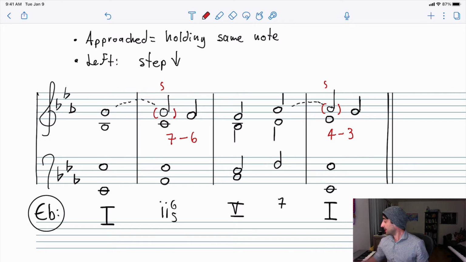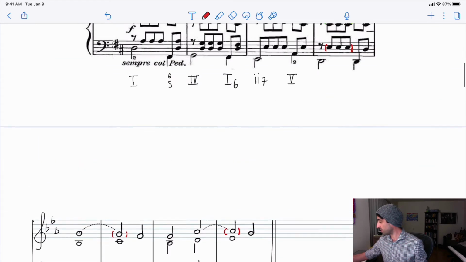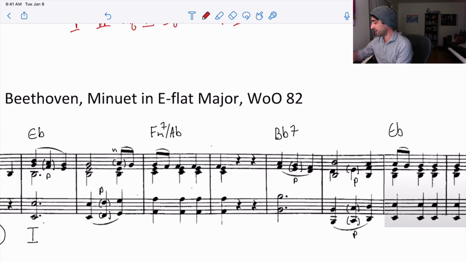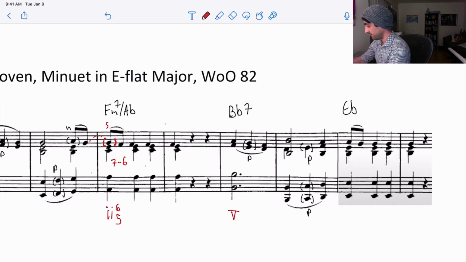Now, I didn't take this harmony randomly. I took it because this is part of an example that we worked on in class, the Beethoven. Check it out. Here we have that 265, but the G is held over from the bar before. So this is that 7/6 suspension that we were talking about. And then on the 1 chord, this is a 5/7 that goes to 1.